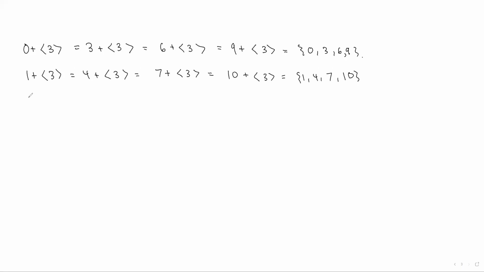And if you apply 2, 5, 8, or 11, then you get this coset. And those are the 3 cosets. So every element of Z12 belongs to one of these cosets.